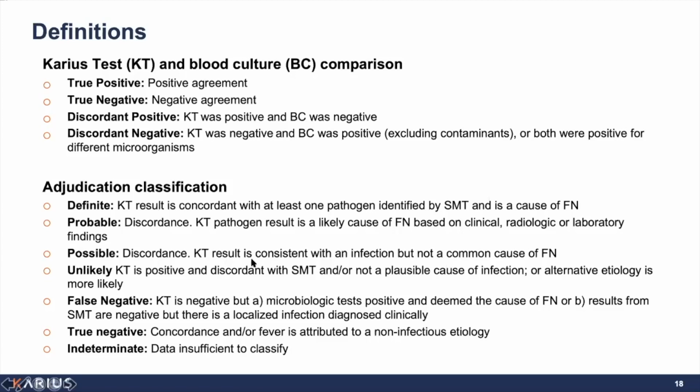An unlikely diagnosis was when Karius test would be positive and discordant with a standard microbiological test, or not a plausible cause of infection, or really there was an alternative etiology that was more likely for the fever. A false negative was deemed when Karius test was negative, but a standard test was positive, or all tests were negative all across, but there was a suspicion for infection on the basis of clinical grounds. True negatives were those in which there was concordance negativity and/or the fever was really attributed to a non-infectious etiology. And finally, indeterminates were those in which there was insufficient data to classify the case.